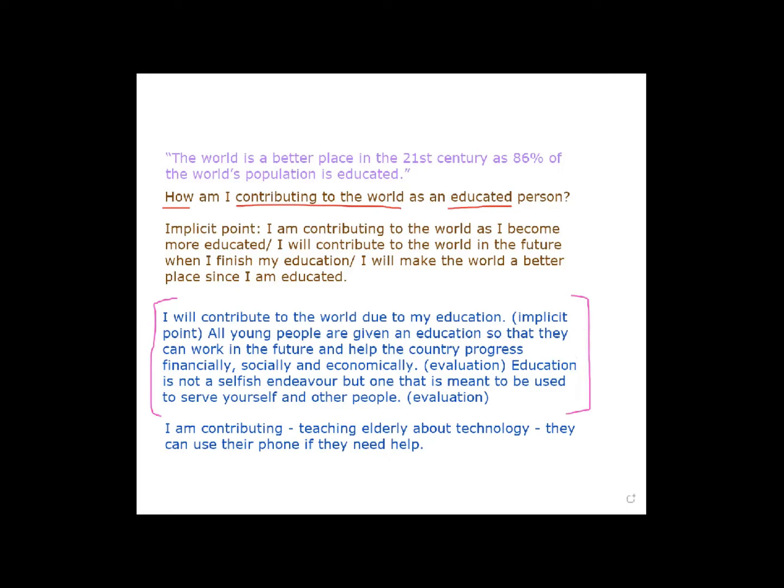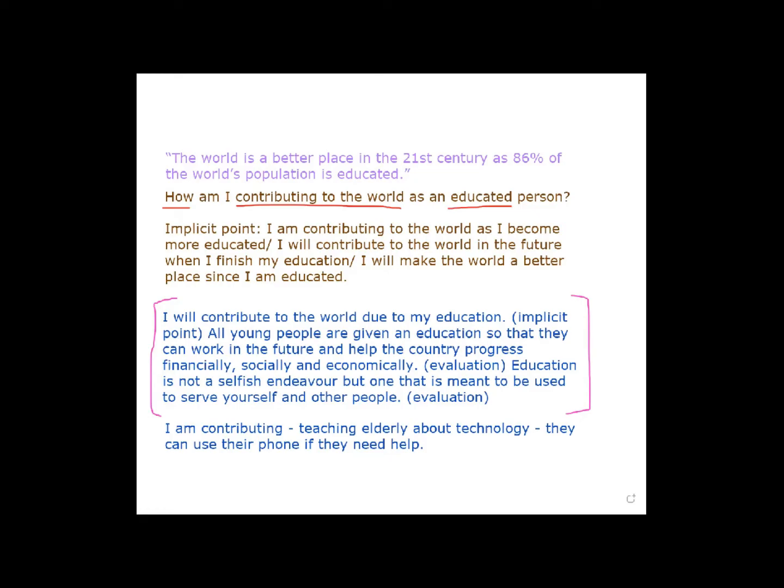All young people are given an education so that they can work in the future and help the country progress financially, socially, and economically. Education is not a selfish endeavor, but one that is meant to be used to serve yourself and other people. Teaching elderly about technology, they can use their phone if they need help.